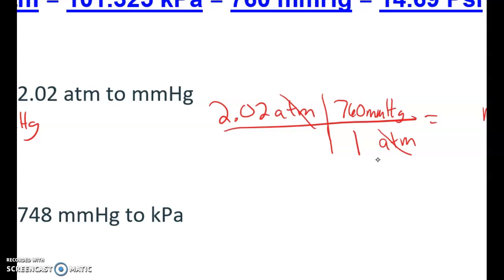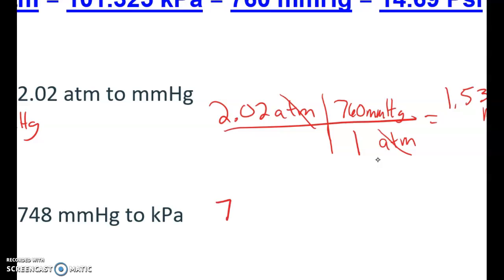If you look at it, it's 1 atmosphere equals 760, and I have 2 atmospheres, so that's almost double what standard pressure is. So 760, I probably should have about double that. So when we look at it, my final answer, when I take 2.02 times 760 divided by 1, I end up with 1,535.2 millimeters of mercury, right? Same answer that I wrote over here, okay?